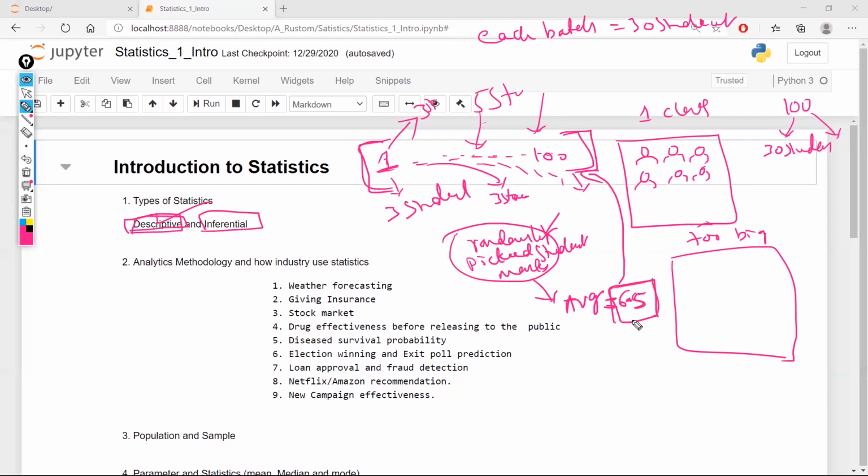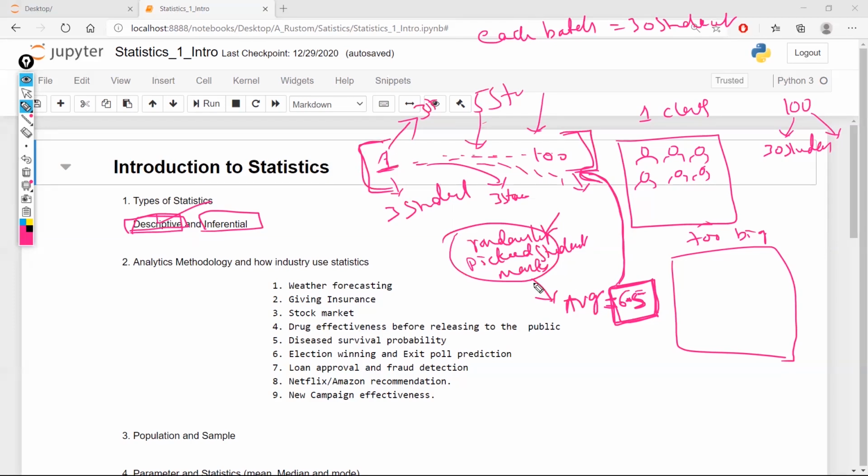So now I'm going to refer to this 6.5 and I will be able to tell anyone that 6.5 is the average of all my batch students, and this is the number which I can say is the average marks that students have scored in all my batches. So I'm going to refer this to the entire hundred batches. So this kind of process, this kind of statistics, is inferential statistics, right?